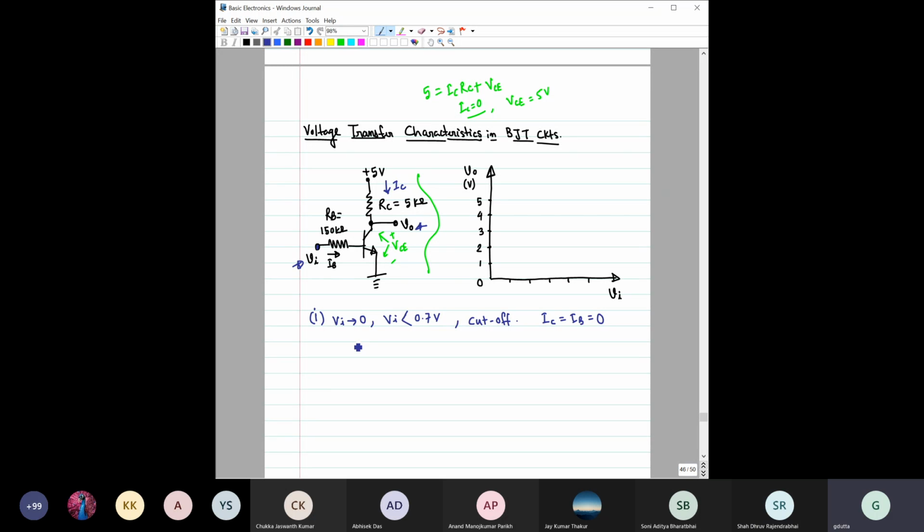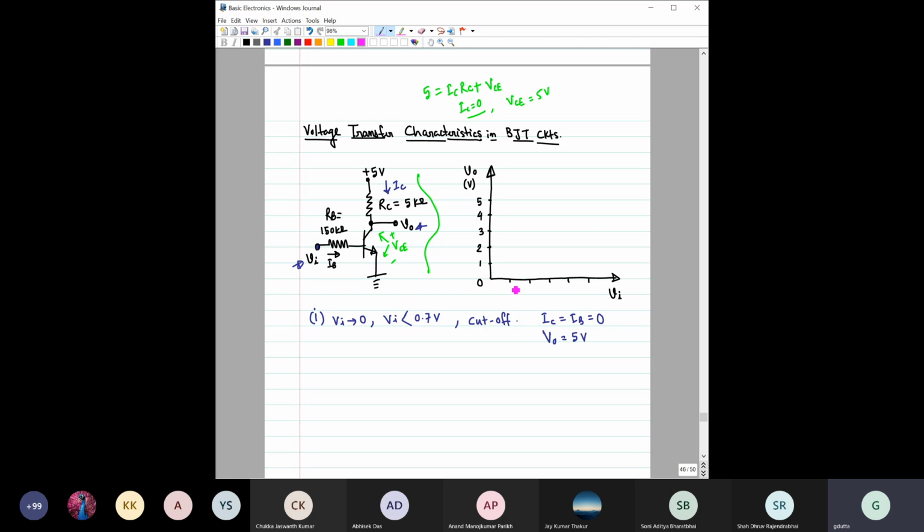Okay. So if this VI is starting from 0, and if we consider VI till less than 0.7, then the transistor would be cut off. Then this IC would be equal to 0. That makes V output equal to 5 volt. Right? Okay. So we have understood this part, and let us first draw this part as well.